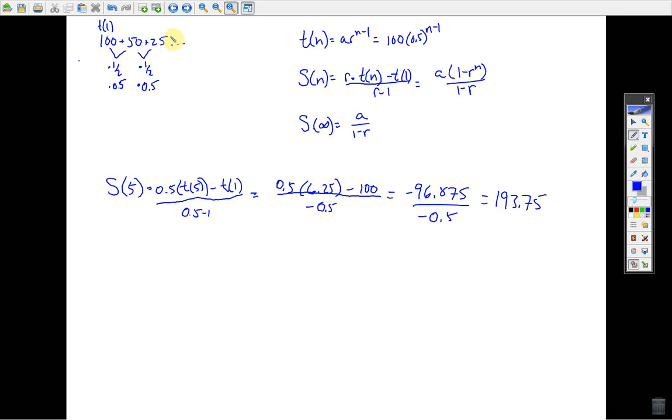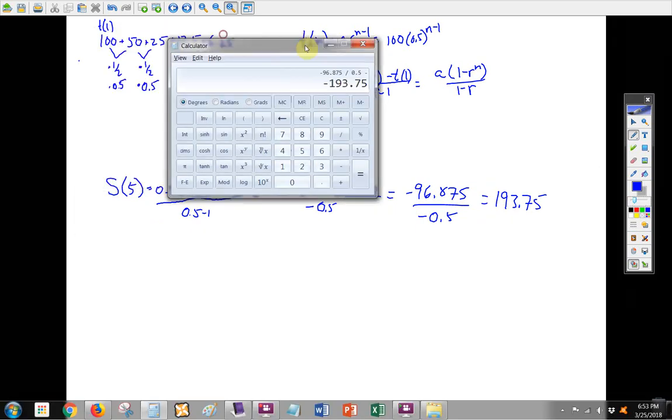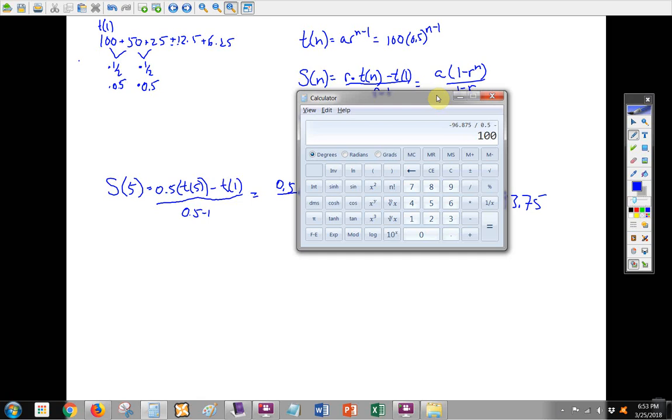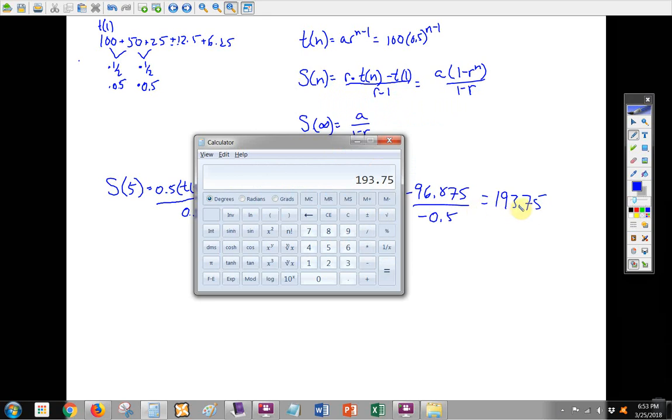We can check that real fast. We know that our 4th term here would be 12.5 and then 6.25. So if we just add this up ourselves the long way, we say 100 plus 50 plus 25 plus 12.5 plus 6.25. Sure enough, we get 193.75, which is what we had right here.